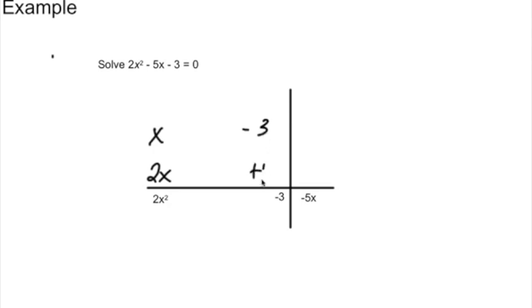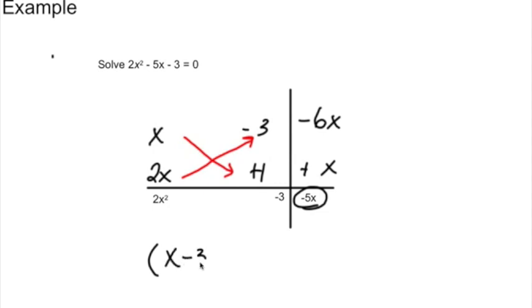And let's see. When I go ahead and cross multiply here, I end up with a negative 6x and a positive x, which adds up to negative 5. So I see that the factored form of my equation then is x minus 3 times 2x plus 1. So we've done this part before. Now here's where it gets a little interesting.